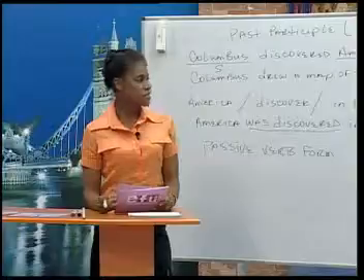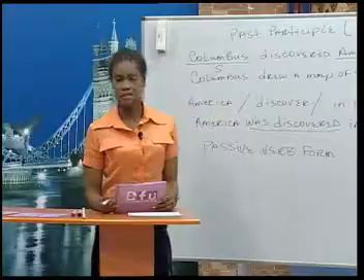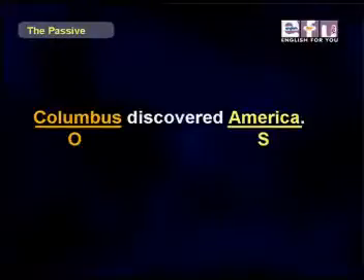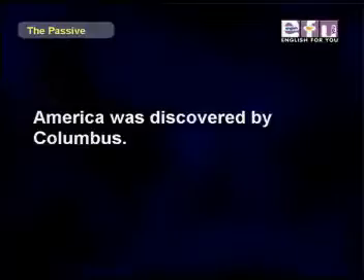When we change a sentence from active to passive, we have to understand the parts of the sentence. For example, we can write, look at your screen, Columbus discovered America. In this sentence, the subject is Columbus and the object is America. And when we make this sentence passive, we make the object into the subject. And then we change the verb. So it becomes, America was discovered.